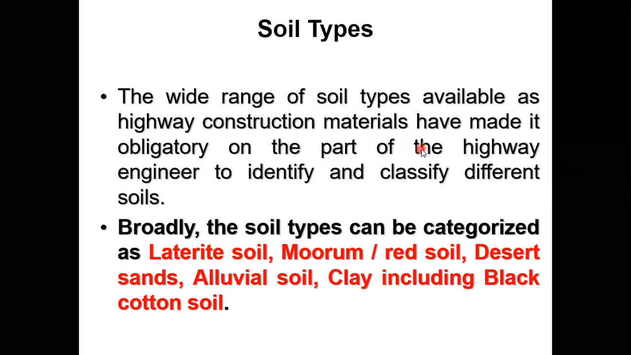The wide range of soil types available as highway construction materials has made it obligatory on the part of the highway engineer to identify and classify the different soils. Obviously, there are different types of soil particles. As a highway engineer, we should know what type of soil, and how much quality or quantity, we should use. Broadly, the soil types can be categorized as laterite soil, muram or red soil, desert sands, alluvial soil, clay, including black cotton soil. These are some of the different types of soil.